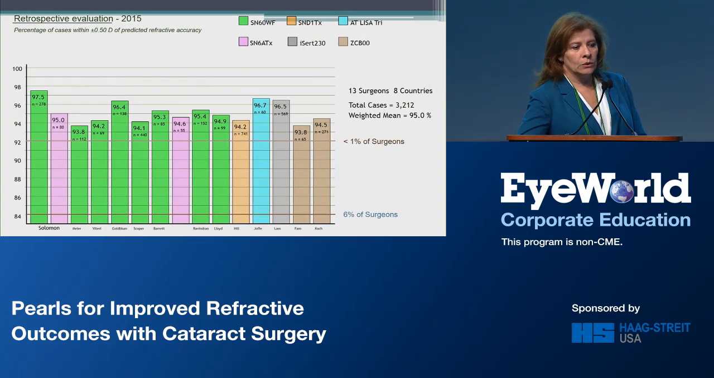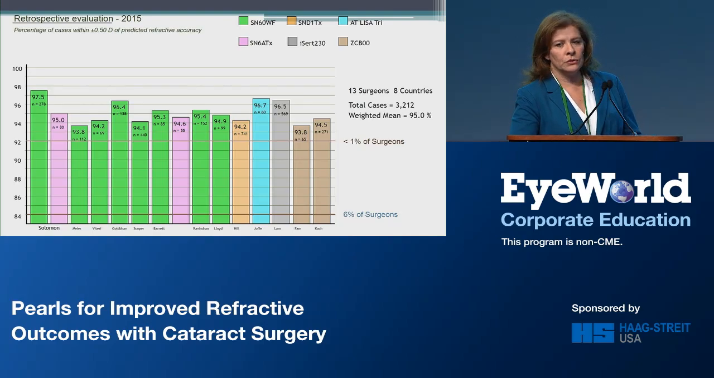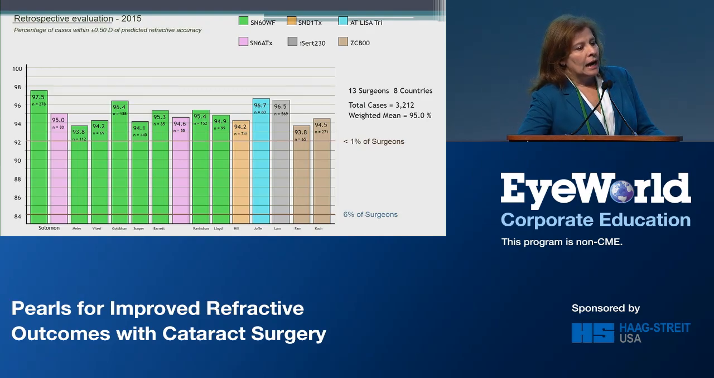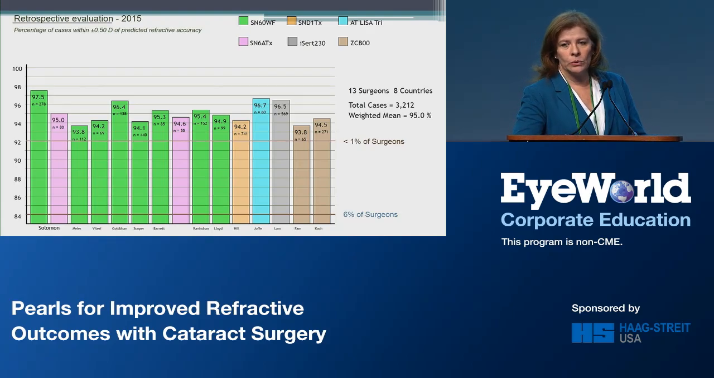Now, here are the outcomes. So here we start working with Dr. Hill back in 2014, 2015. These are the results of the retrospective study that he did. And at that time, we were with the monofocal lens about 97.5% within half diopter of the target refraction, and 95% with the toric lenses.